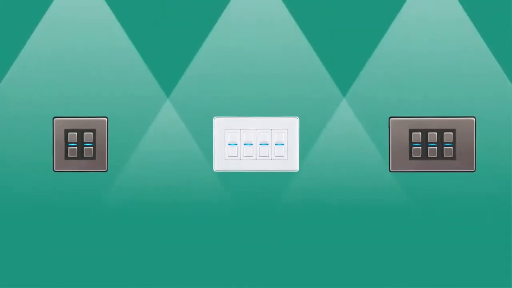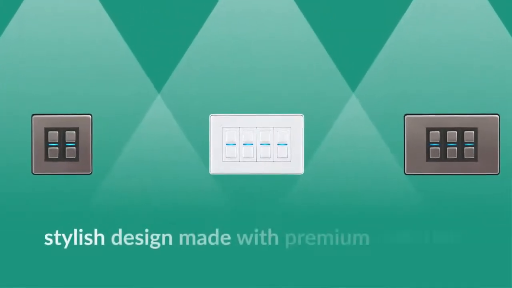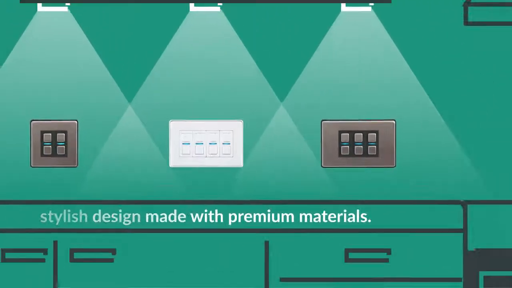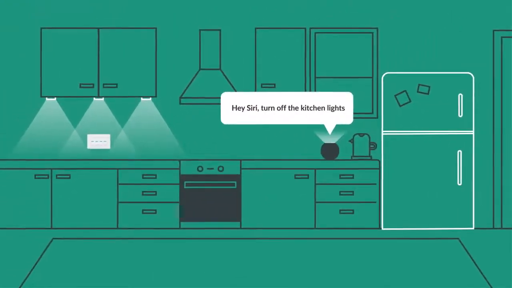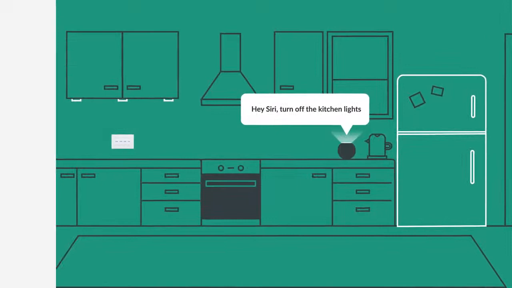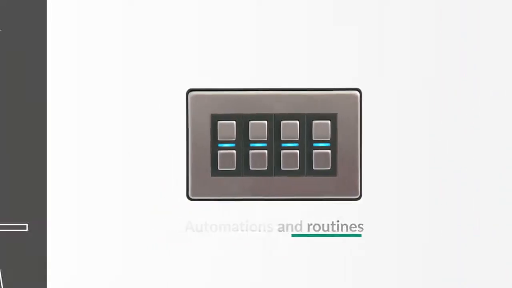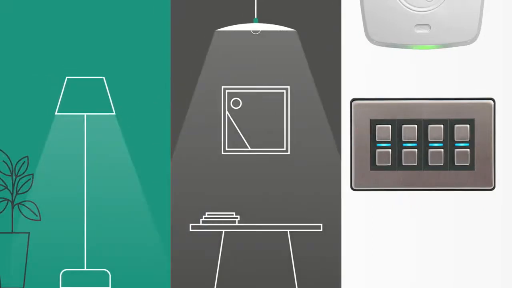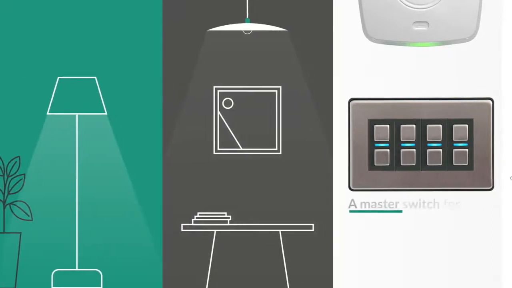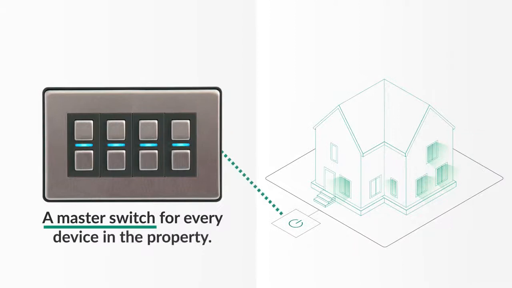Lightwave smart dimmers are woven into the fabric of the home and feature a stylish design made with premium materials. They allow voice and app control of your light fittings from wherever you are. Within Lightwave's smart home system, these dimmers can trigger automations and routines, from wireless multi-way switching to scene lighting, or even act as a master switch for every device in the property.